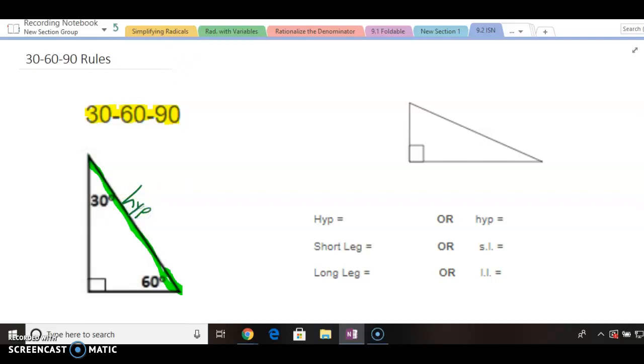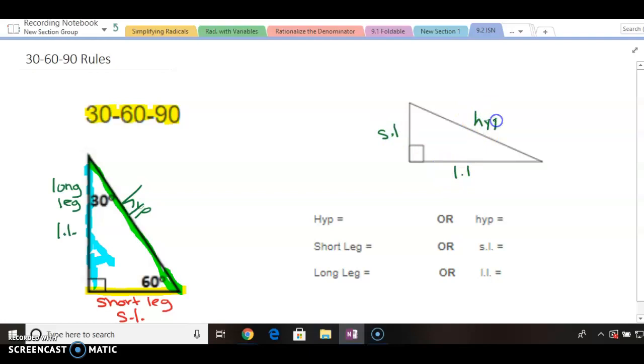Now, if you notice, my legs are different lengths, okay? So I'm going to call this my short leg, or S.L. And then I'm going to call this here, this is going to be my long leg, or I'm going to abbreviate it L.L. Okay, so over here, this is my short leg, my long leg, and my hypotenuse.